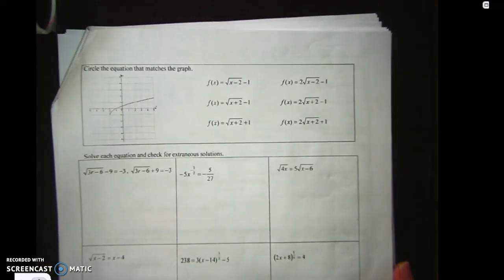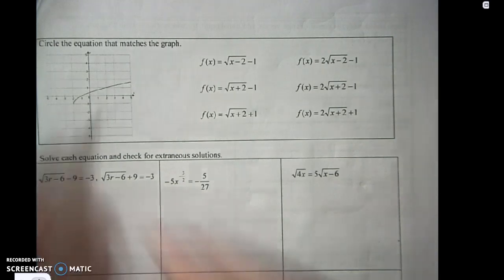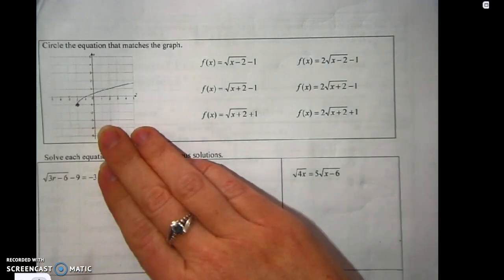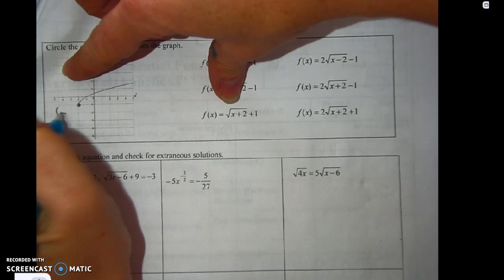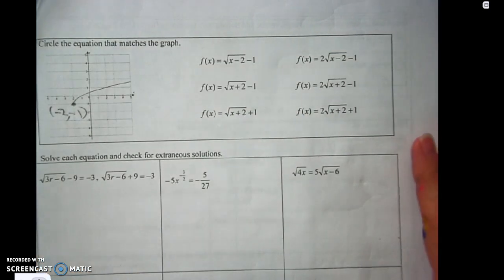So I like that this one's multiple choice. And I feel like I'm going to start here. I'm going to find the vertex. So the vertex is -2, -1. Okay. So I'm going to use that to get my answers.